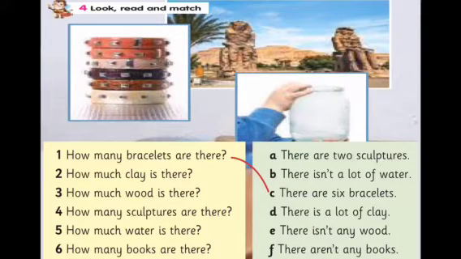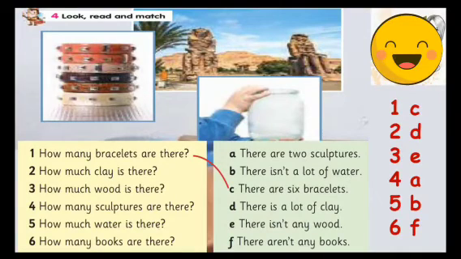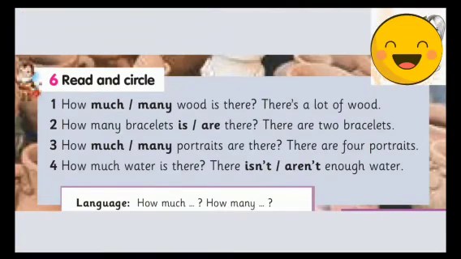Number 5. How much water is there? Yeah, great. Letter B. There isn't a lot of water. There isn't a lot of water. The last one, number 6. How many books are there? Yeah, letter F. There aren't any books. Let's move to the last exercise in this page.